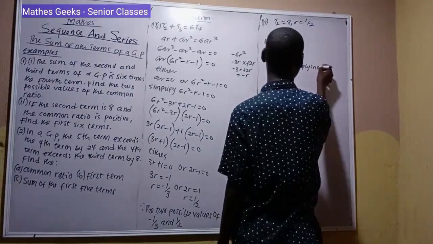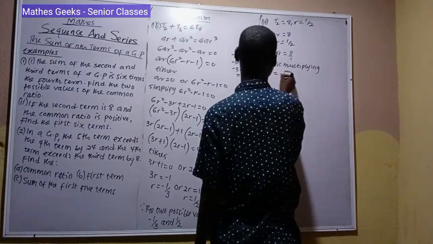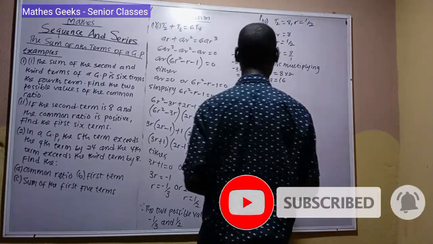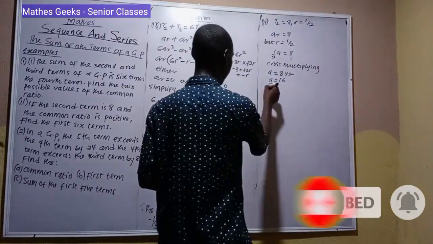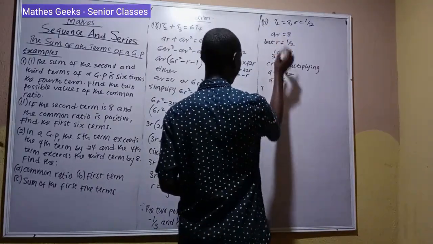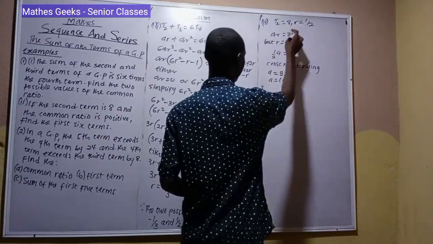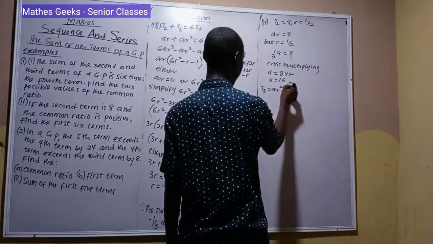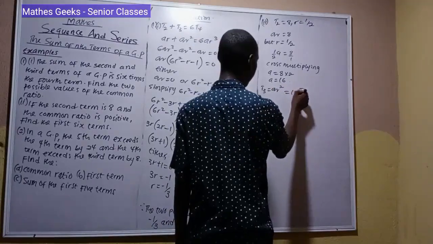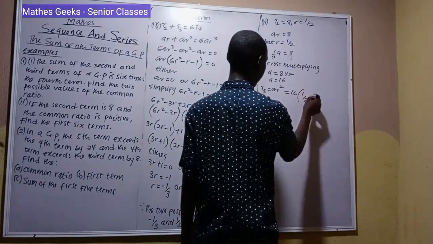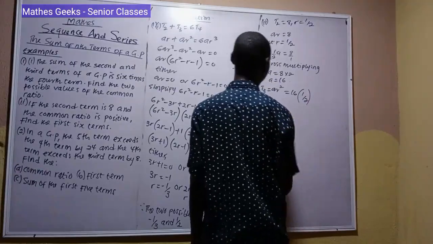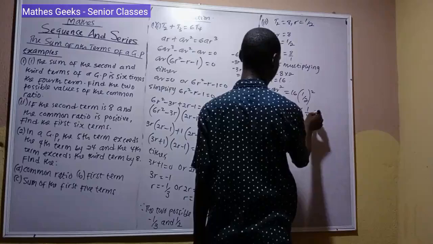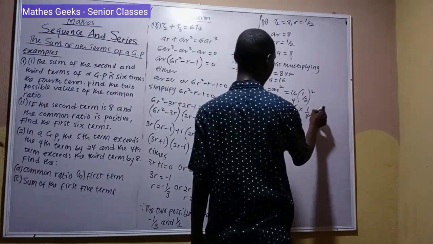So A is equal to 8 times 2, so A is equal to 16. So the first term is 16. Second term, C1 is 16, C2 is 8. C3 was A r raised to power 2. That will give us 16 times 1 over 2 raised to power 2, 16 times 1 over 4. 4 here 1, 4 here 4. That's equal to 4.